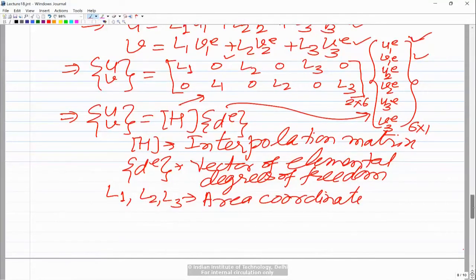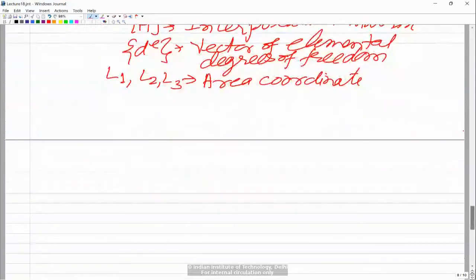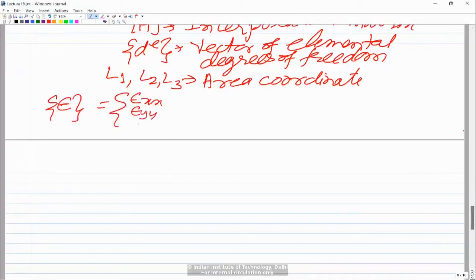So now to develop the element level governing equations, we have to write the strains also in terms of these interpolation matrices. You know that this epsilon, which is basically epsilon xx, epsilon yy, and gamma xy, is the vector epsilon, and we know that epsilon xx is del u by del x, epsilon yy is del v by del y, and gamma xy is the change of angle, which is del u by del y plus del v by del x.